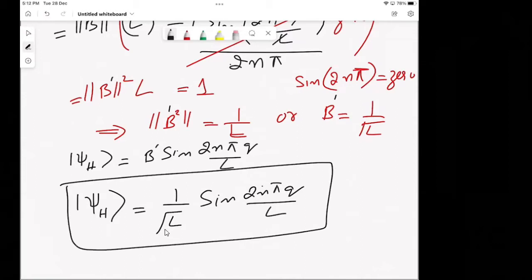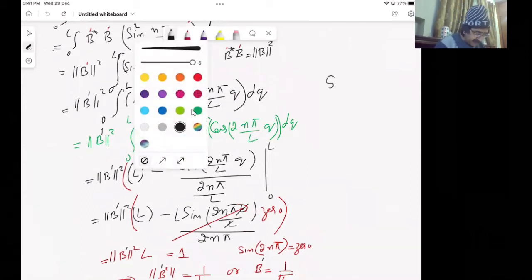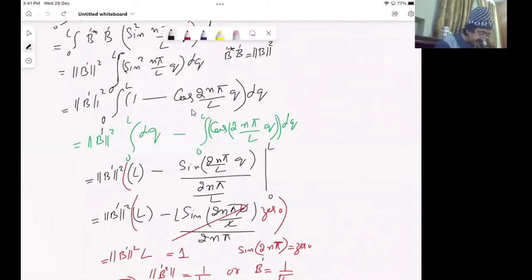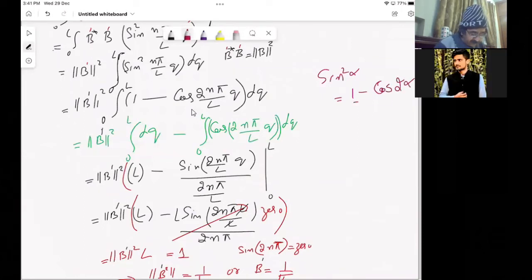There is a minor mistake actually, according to this formula. The formula is that sine square alpha is always equal to 1 minus cos 2 alpha divided by 2.